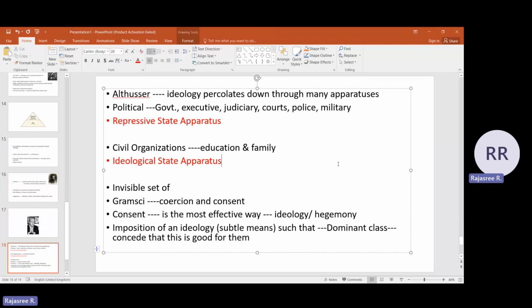So there are civil organizations through which ideology percolates down. So this is the invisible set.